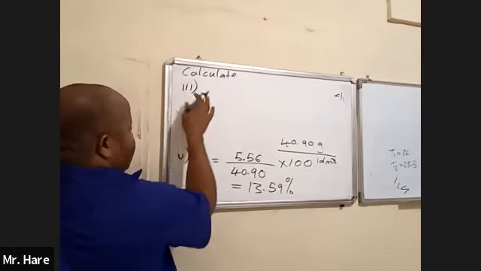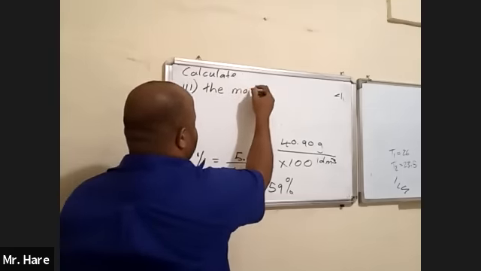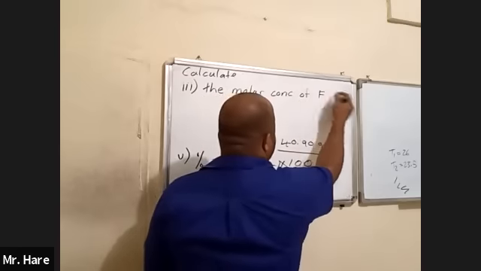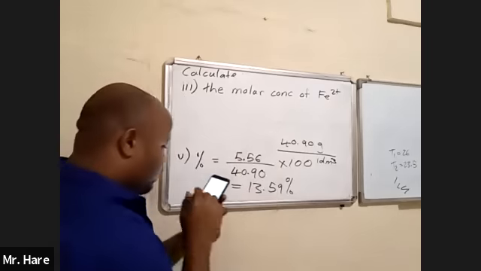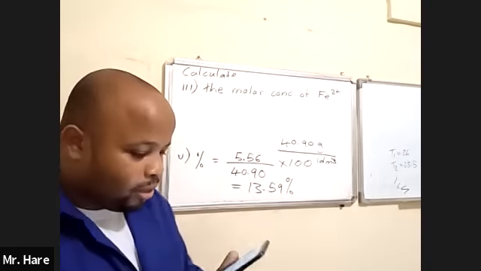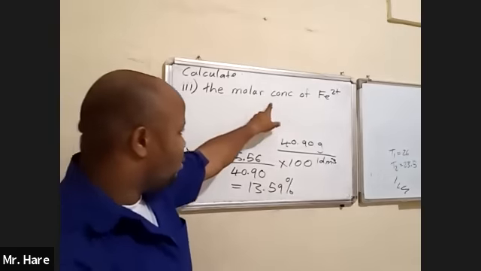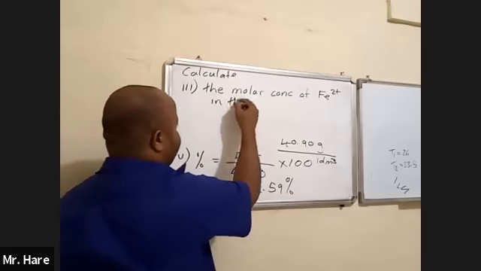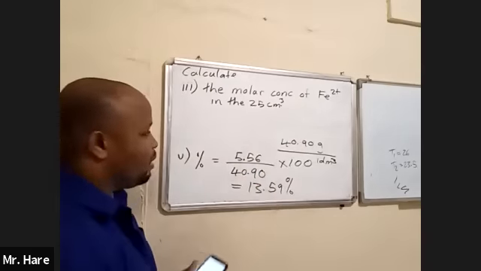So this is my part 3. Calculate the molar concentration of Fe2+. So after step 2, which was to find the number of moles of Fe2+ in 25 cm³ of solution M, I wanted to calculate the molar concentration of Fe2+ in the 25 cm³. So how would we have done that?